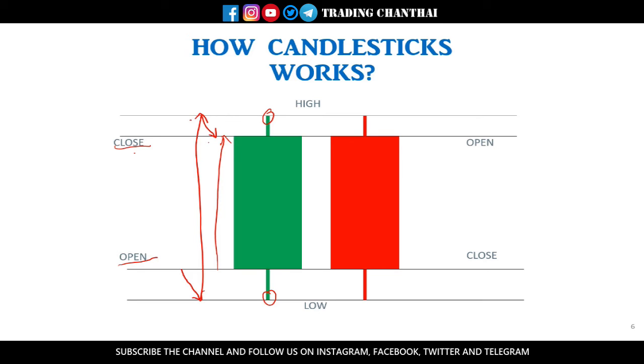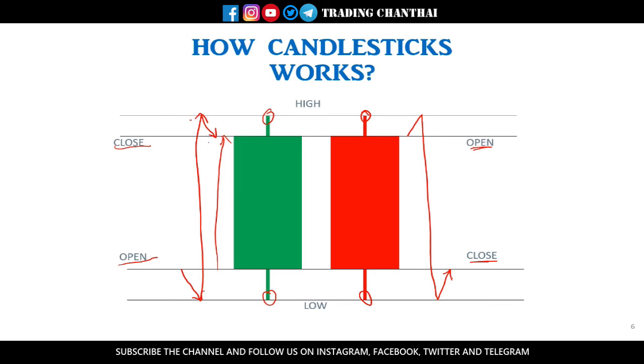And same for the red candle, but in the opposite direction. The open should be in the upper part and the close should be in the lower part. So if the close is below the opening point, it is going to form a red candle. Same as the green candle, this is going to be the low point and this is going to be the high point. The candle may have opened here, traveled up to this high point and then came down to this low, but closed here.